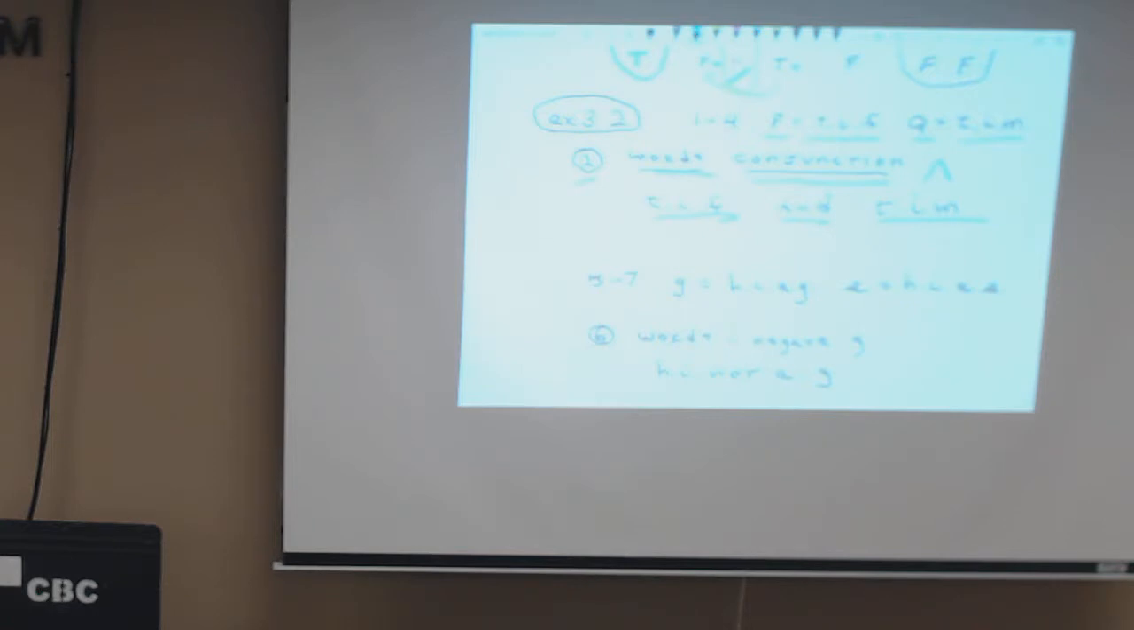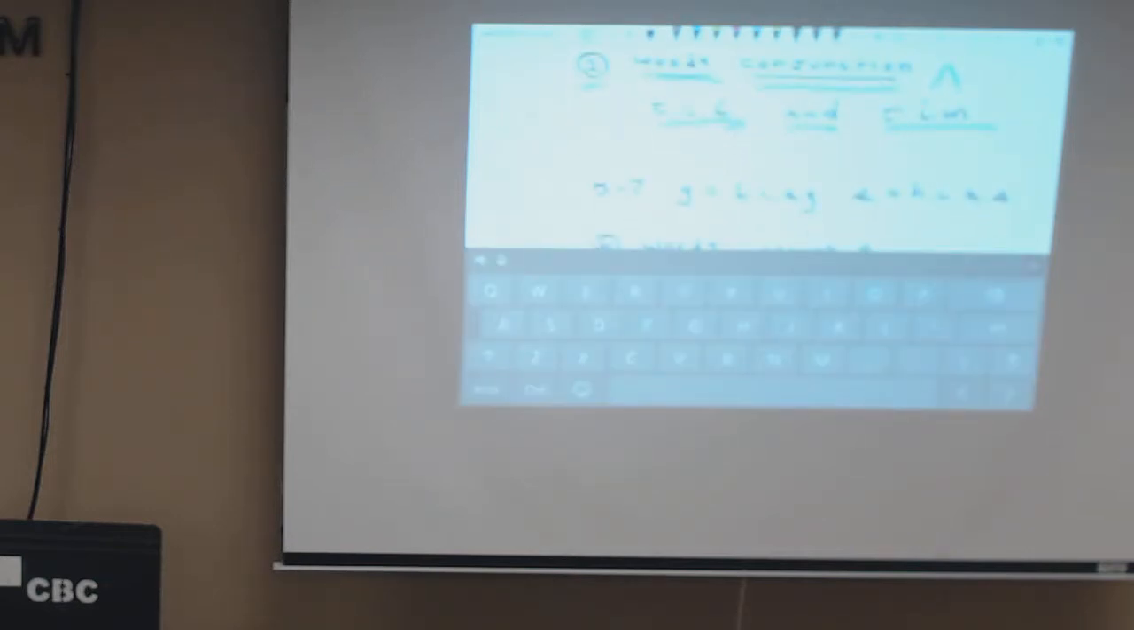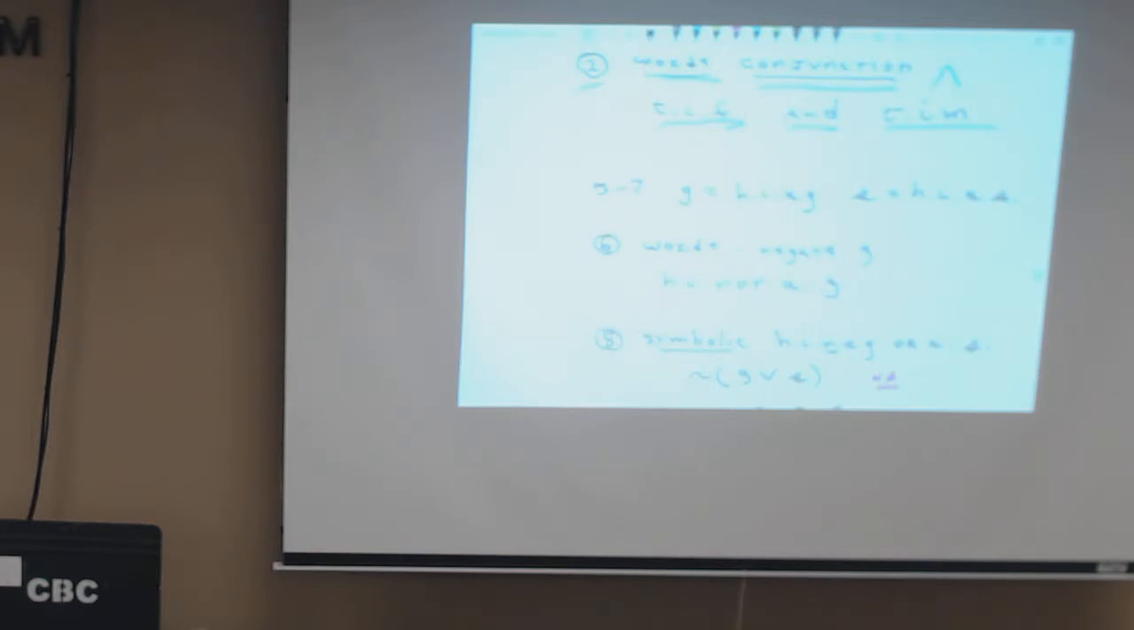Number four. Oh, go to number six. For 5-7, let G be, he's a gentleman, and let S be, he's a scholar. And for number six, write the following and write them in words. I guess they want them all written in words, so I'll put words out here. They want everything in words. And what do they want in words for number six?